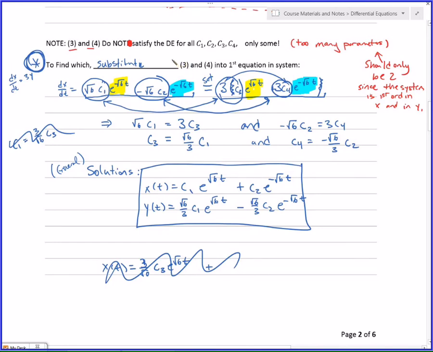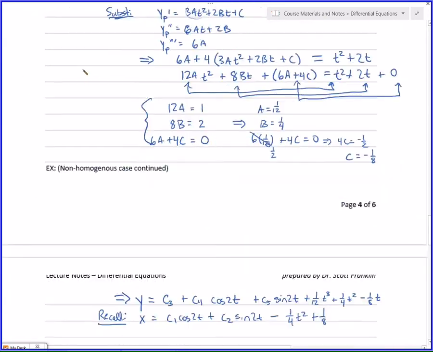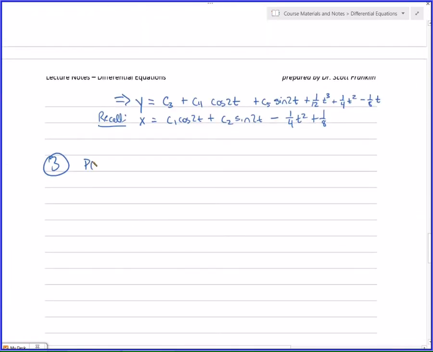So that's what I'm going to do. I'm going to substitute x and y back into, say, equation 1. Actually, shouldn't matter, either equation 1 or equation 2. Use your initial system to determine your relationship between the c's. Okay? So plug solutions back into the system. Equation. Let's do the first one. Equation 1.